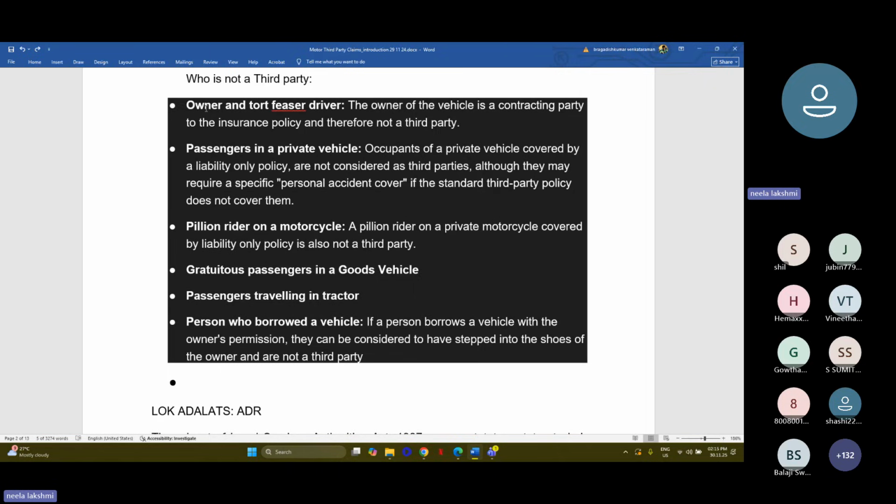Owner of the vehicle cannot become a third party. Tortfeasor, who has committed a negligence, cannot become a third party. Next one, the passengers in a private vehicle.